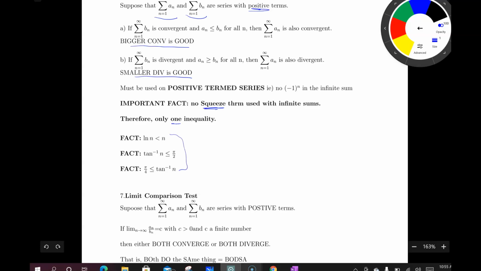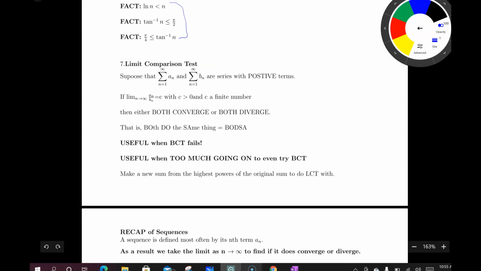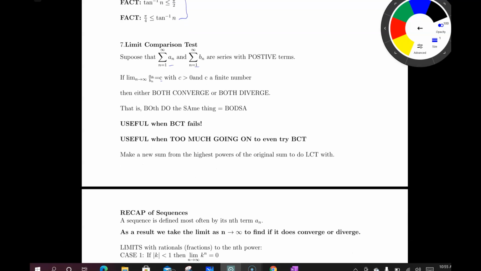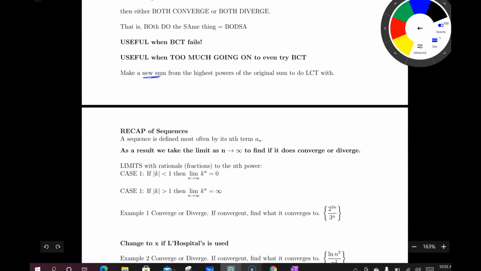And these are some useful facts that we went over. Limit comparison test has to be done on two series that have positive terms. We take the ratio of them, and if it's a number c that is bigger than 0 and finite, meaning not infinity, then they both do the same thing. This is useful when the basic comparison test fails or when there's too much going on to even try BCT. And when that's happening, you make a new sum from the highest powers.